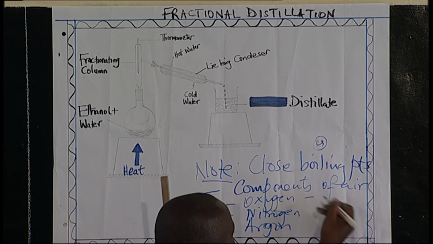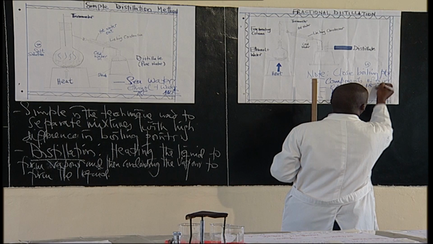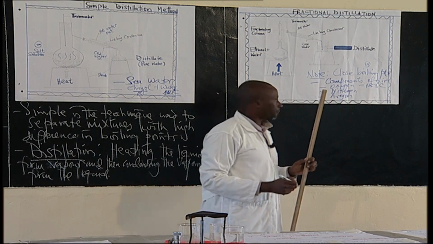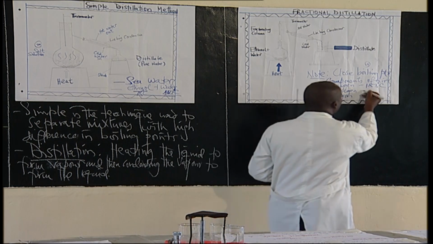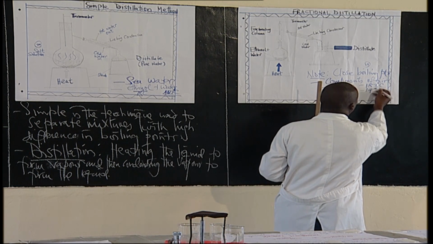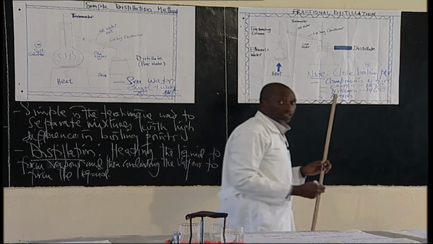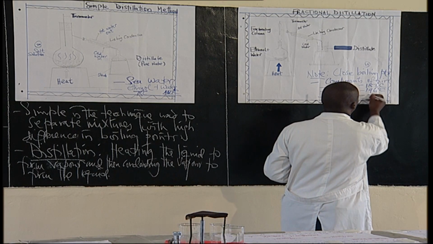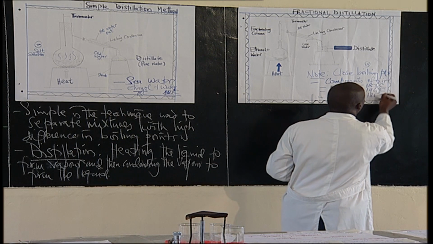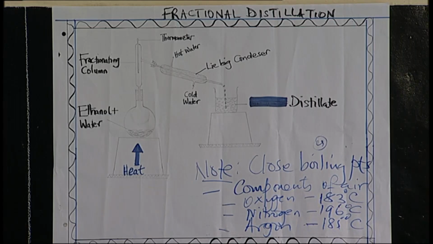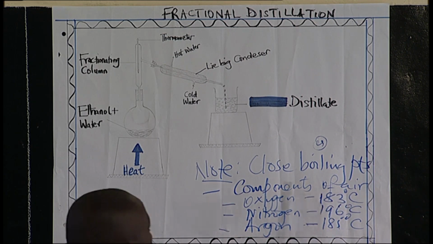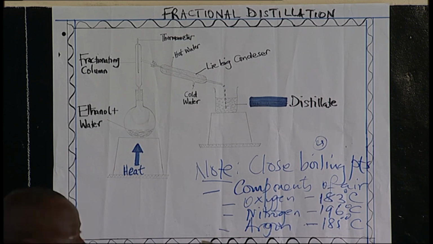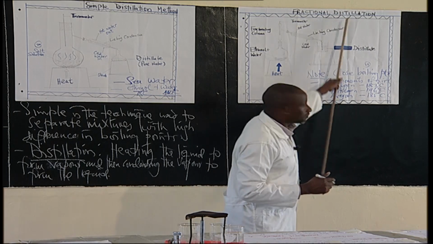Oxygen boils at negative 183 degrees Celsius. Nitrogen boils at negative 196 degrees Celsius, whereas argon boils at negative 185 degrees Celsius. These are substances with very close boiling points. So these components of air can be separated by this method, which is fractional.